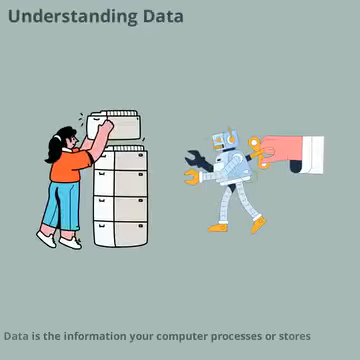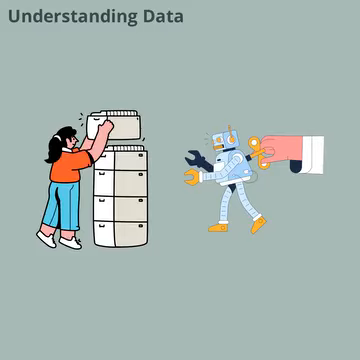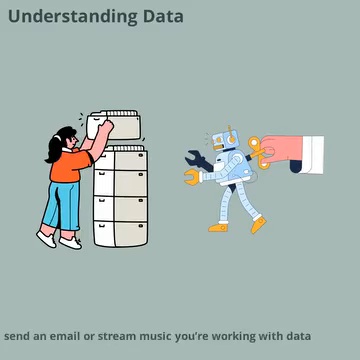Data is the information your computer processes or stores. It can be anything from text in a document, images you view, audio files you listen to, or videos you watch. Data is what gives meaning to your computer's actions. When you save a file, send an email, or stream music, you're working with data. Computers use data to perform tasks, generate results, and help you stay organized. Let's look at some examples of data in action.